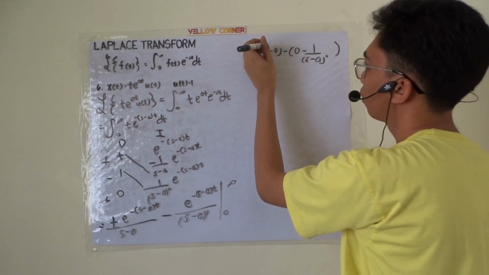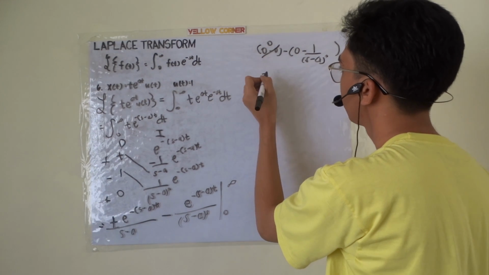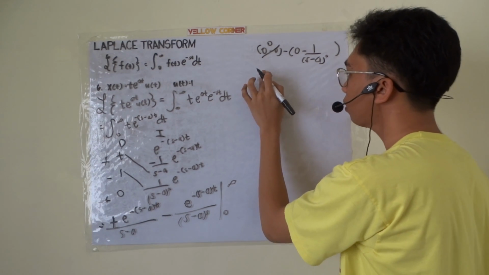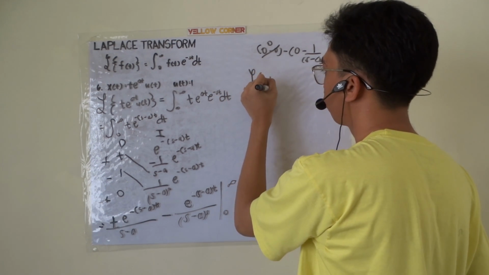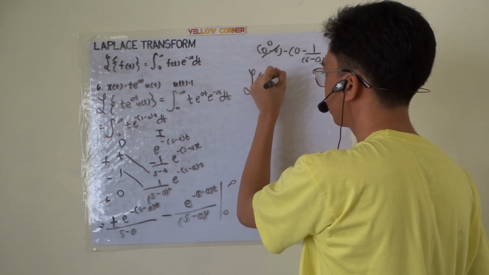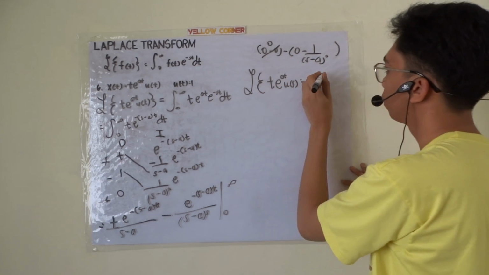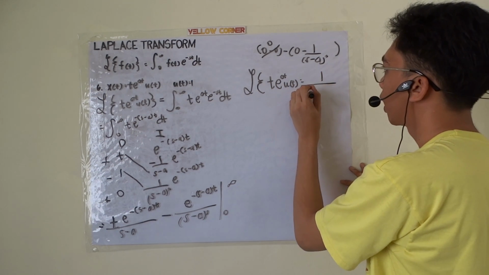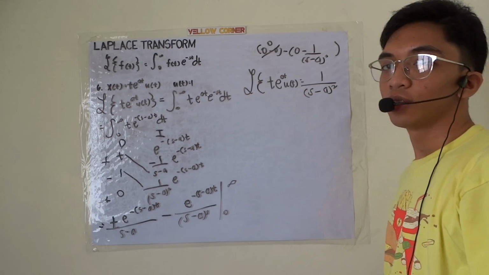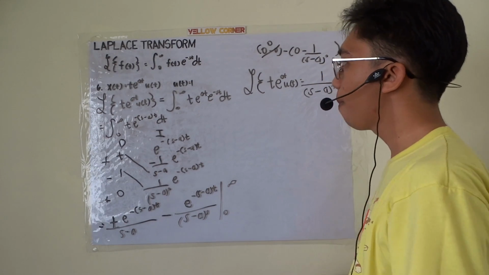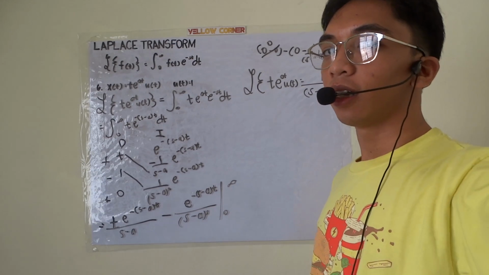That's it, and we cancel the zeros. Distributing our sign, we have the Laplace transform of t times e raised to at u of t is equal to 1 over s minus a squared. So that is the Laplace transform of our function t times e raised to at u of t.